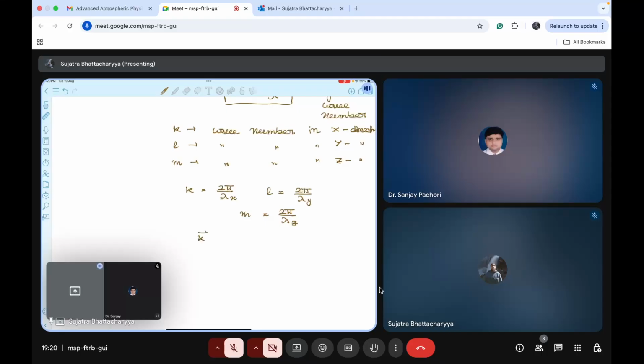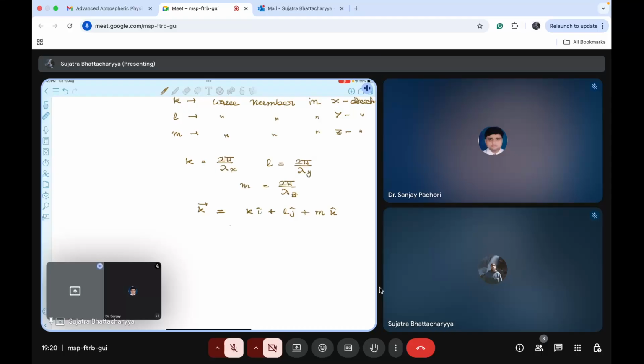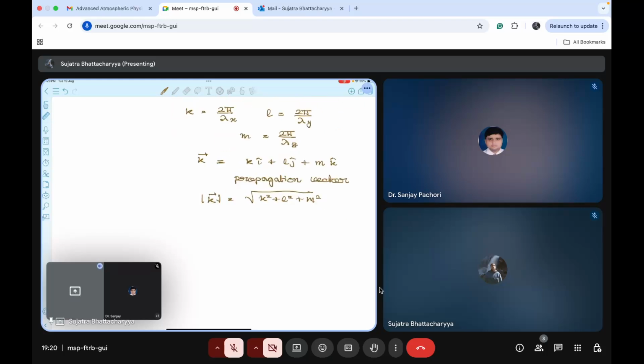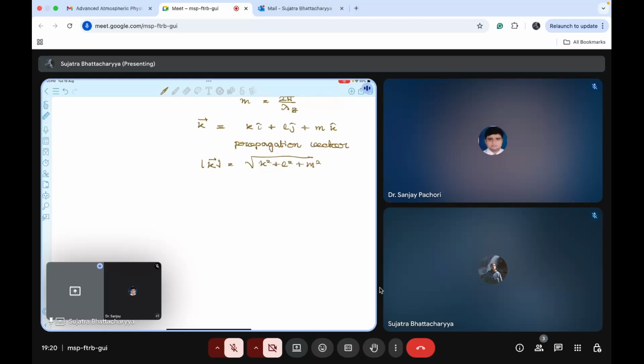Now, the wave propagation vector can be written as k i hat plus l j hat plus m k hat. This is your propagation vector, or angular wave number vector, whatever you want to say. What will be its magnitude? Simple. It is just the square root of k squared plus l squared plus m squared. All right, so this is all about the wave number.